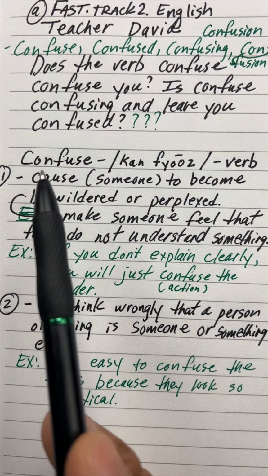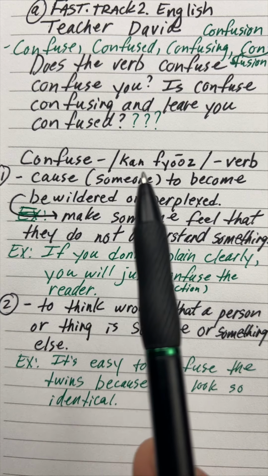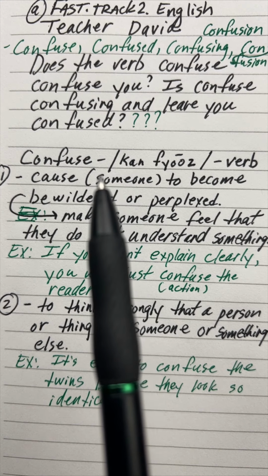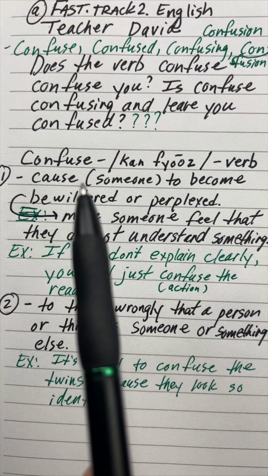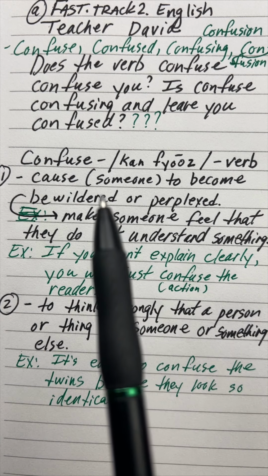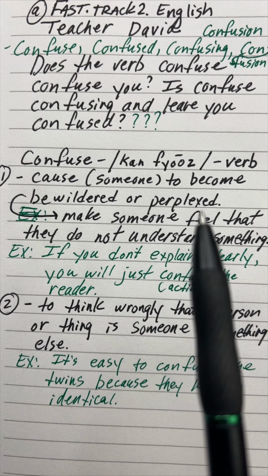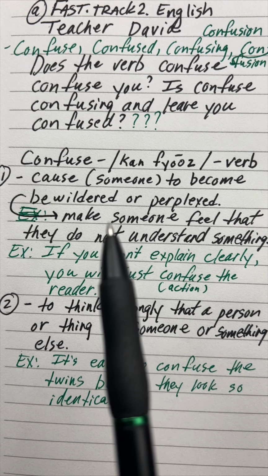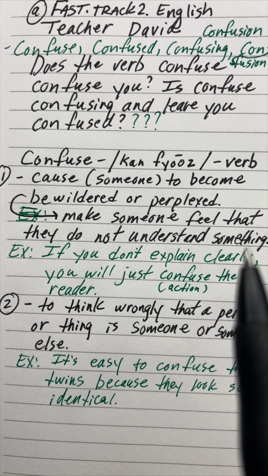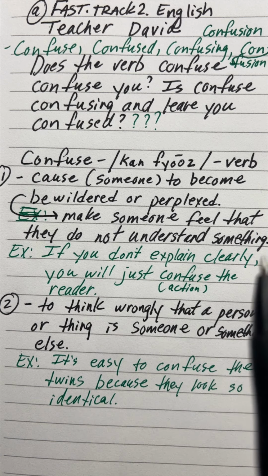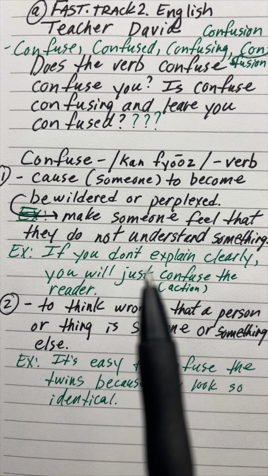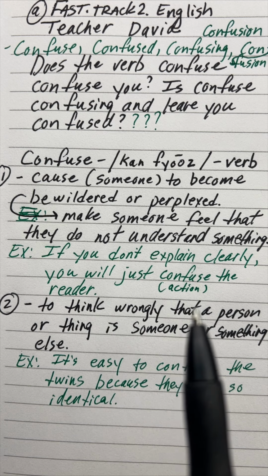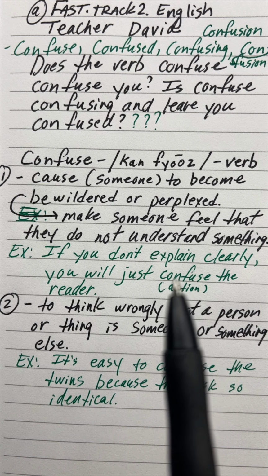Now in part 1, this is confuse. Confuse, a verb, has 2 definitions, has another definition, but these are the most common. Cause someone to become bewildered or perplexed. So these are 2 adjectives that mean perplexed. Basically, it means to make someone feel that they do not understand something. For example, if you don't explain clearly, you will just confuse the reader. Notice here, confuse is action.